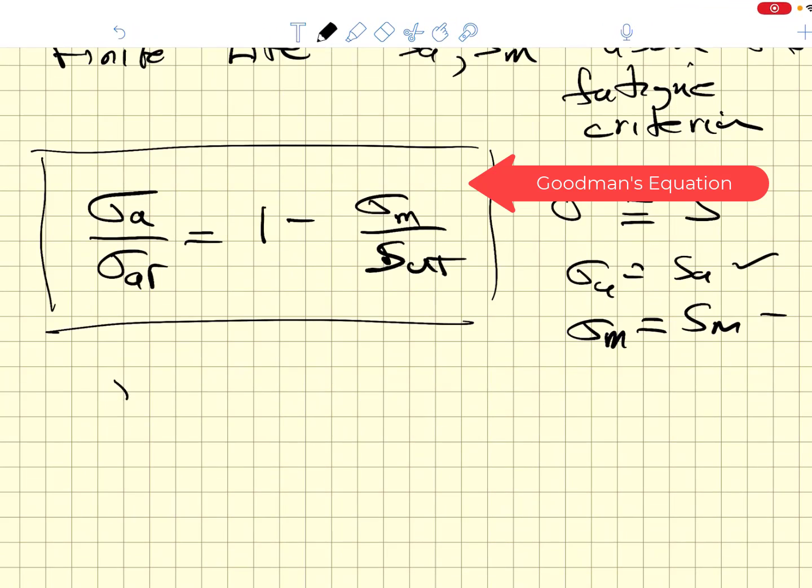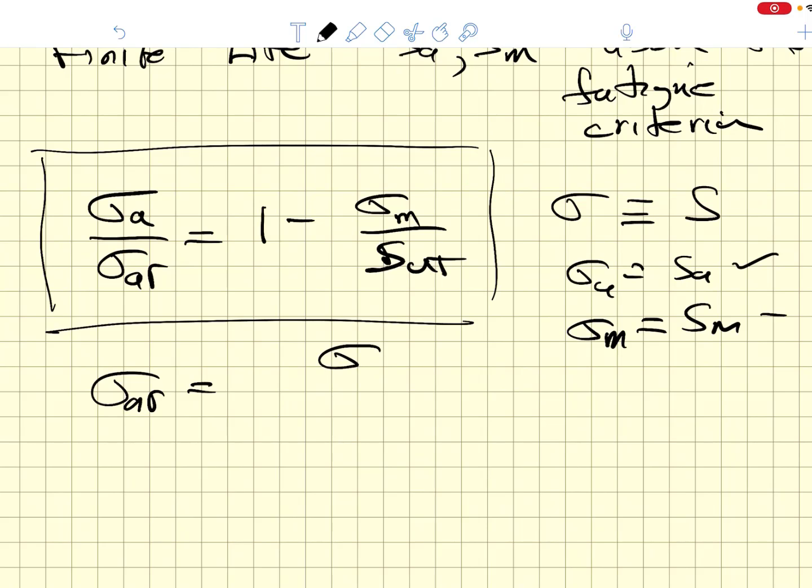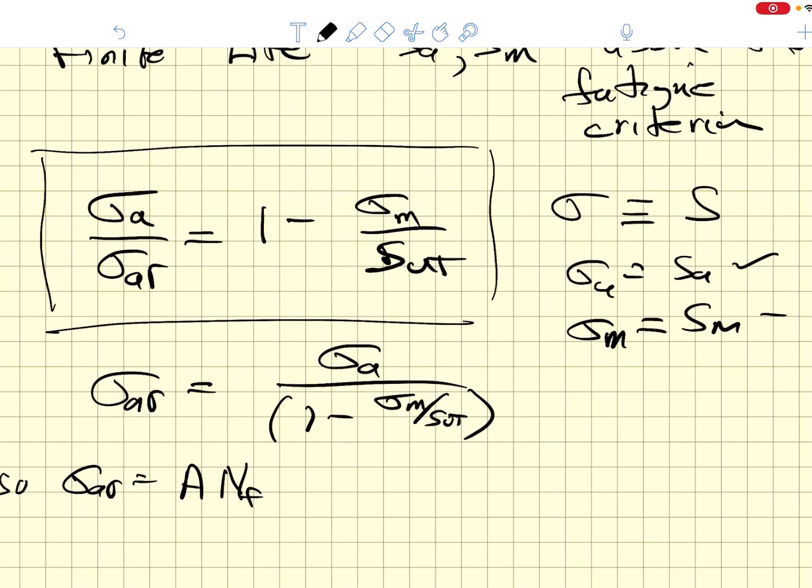Well, we can rearrange this and solve for sigma AR, which is going to be my stress amplitude divided by 1 minus my mean stress divided by my ultimate. What we know is that sigma AR is governed by Basquin's law. So sigma AR is going to be some A times number of cycles to failure raised to a power B, where B is negative.